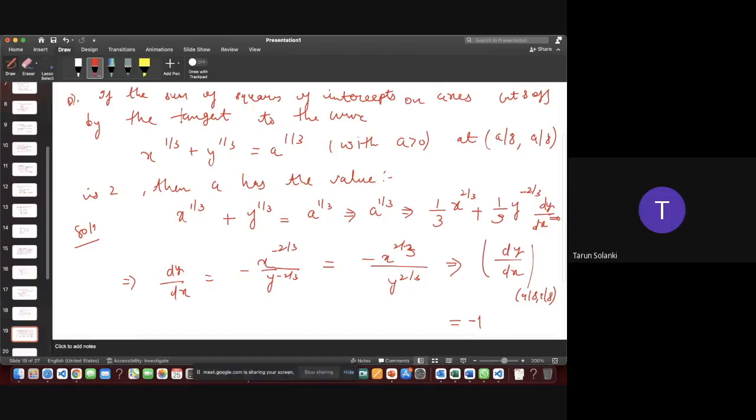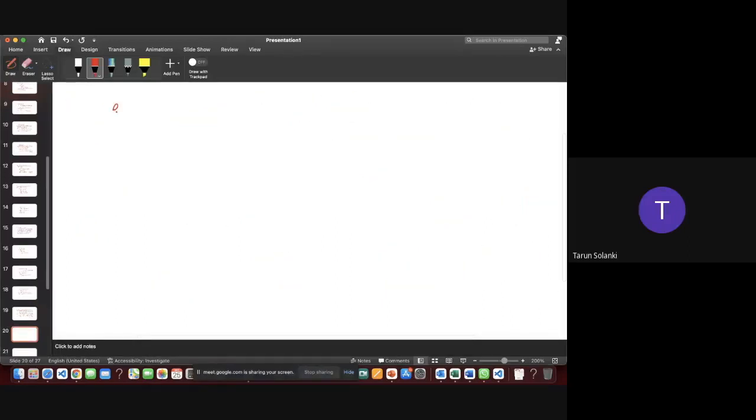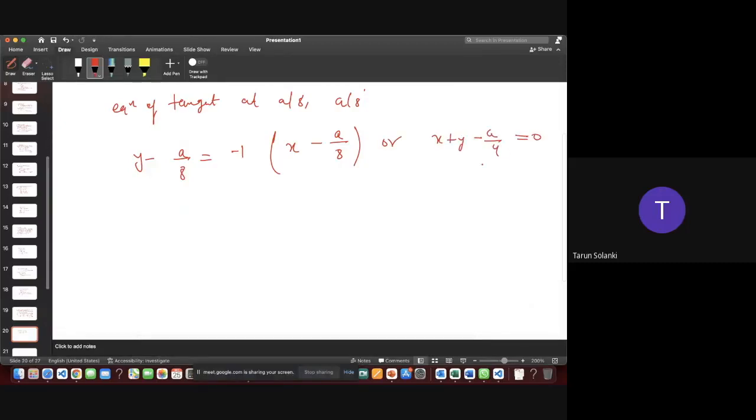Okay. So later, equation of tangent at a by 8 and a by 8 is given by y minus a by 8 is equals to minus 1 times x minus a by 8, or we can say x plus y minus a by 4 is equals to 0.